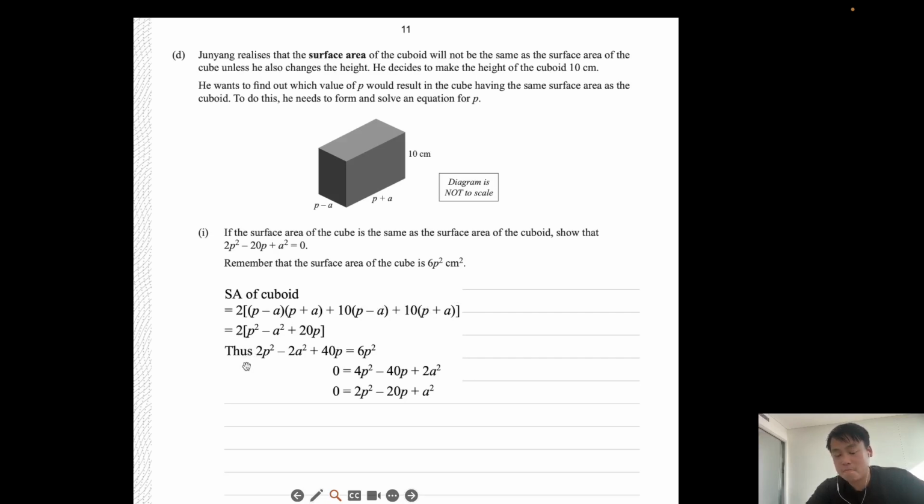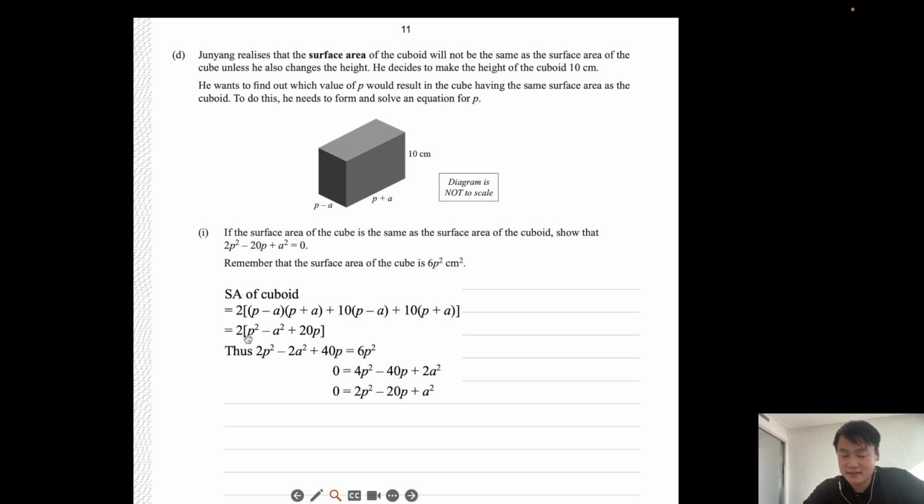That's where you get that. That's the surface area of the cuboid. The surface area of the cuboid is expanded and simplified into this expression over here, 2p squared minus 2a squared plus 40p. And they're telling you it's equal to the surface area of the cuboid. Excuse me, they're telling you the surface area of the cube is the same, right? So you make it equal to the surface area of the cube, which is 6p squared.